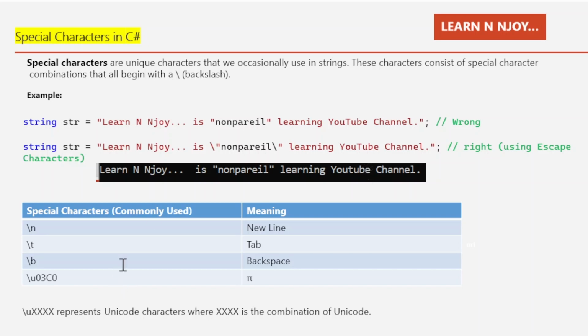Some commonly used special characters are: backslash n represents a new line, backslash t represents a tab, backslash b represents a backspace, and backslash u03c0 represents the mathematical character pi. This backslash u03c0 is nothing but a representation of Unicode characters, where we write backslash uXXXX, where XXXX is the Unicode code. This allows us to use character sets other than the basic Latin that English is based on, such as Greek, Arabic, as well as wider areas of symbols. Okay, let's switch to Visual Studio and see all of this in action.